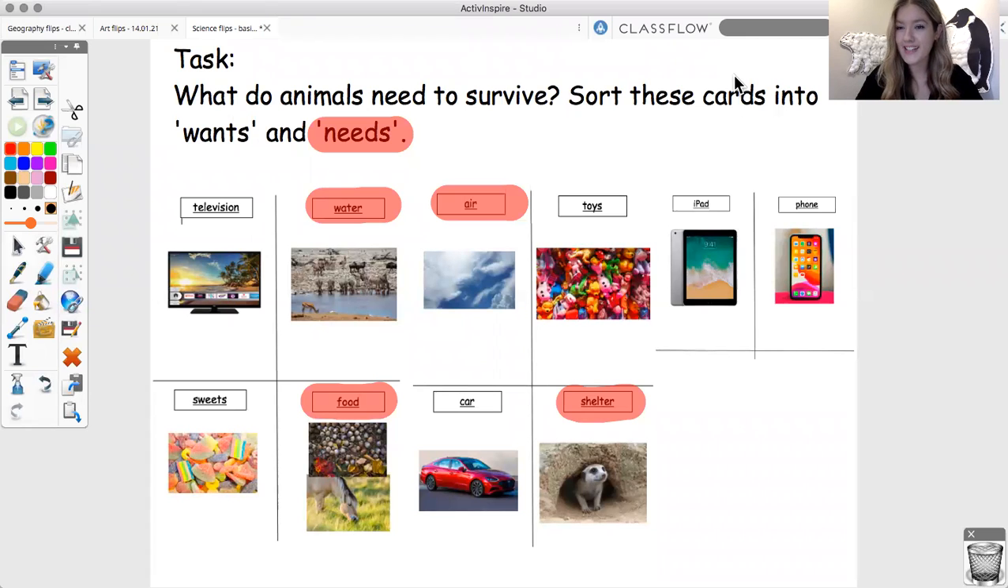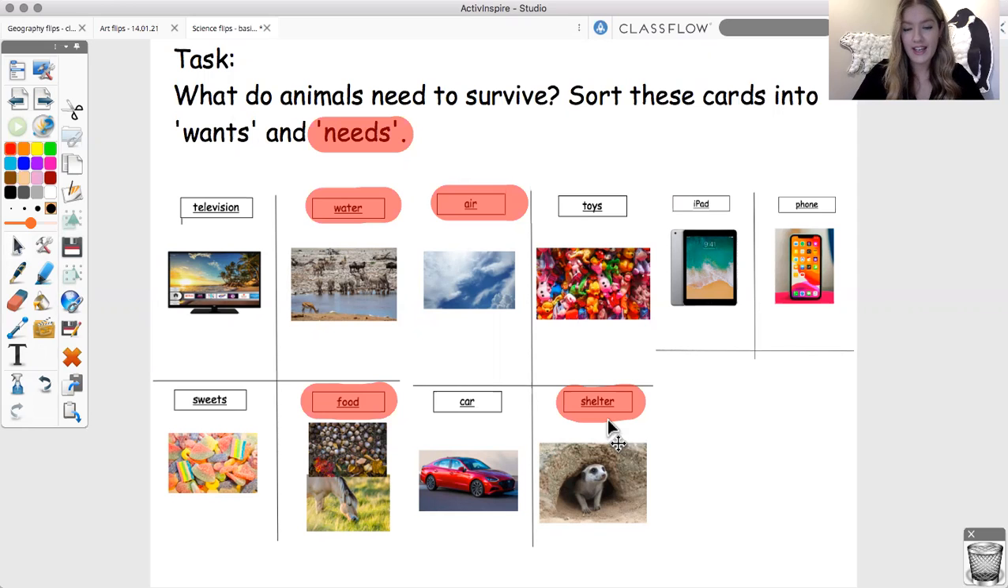Really well done for completing that activity. Let's go through it together. So I have highlighted all of the different needs in this red highlighter here. Let's find out. So animals certainly need water to keep them hydrated. They need air so that they can breathe. They need food to give them energy, and they need shelter to keep them warm and perhaps keep them dry from hazardous weather. Now, all of the other options are in fact wants.